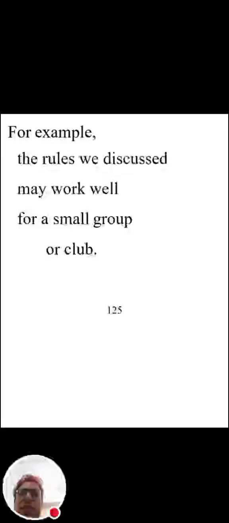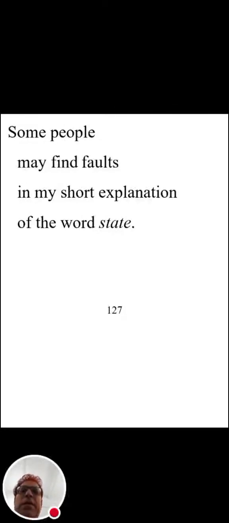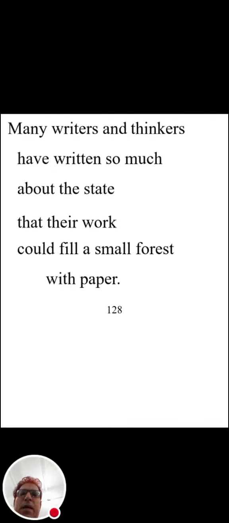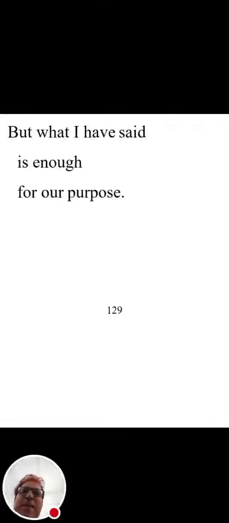For example, the rules discussed may work well for a small group or club. But can these same rules also work for running a whole state? Some people may find faults in my short explanation of the word state. Many writers and thinkers have written so much about the state that their work could fill a small forest with paper. But what I have said is enough for our purpose.